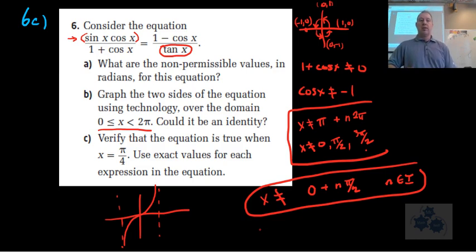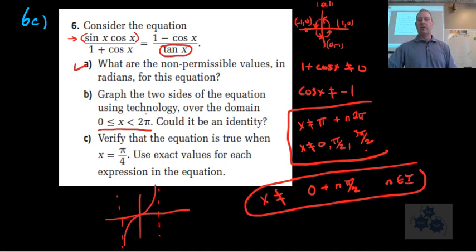Okay, so you want to confirm that with your solution manual if you want. But that's how you get to that. So 0, pi over 2, 2 pi over 2, 3 pi over 2, 4 pi over 2, 5 pi over 2, whatever. Good? For A? All right, A is done.